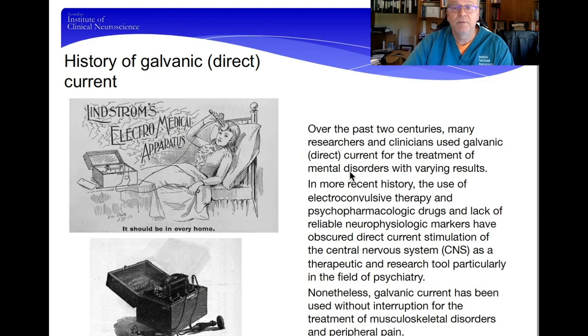Now let's talk about the history a little bit of the tDC current. Galvanic current is another term that's used for direct current. Galvanic current is basically a current moving in only one direction. Historically, they could use it to drive ionic compounds deep into the tissue, so you could use it for arthritis in joints.